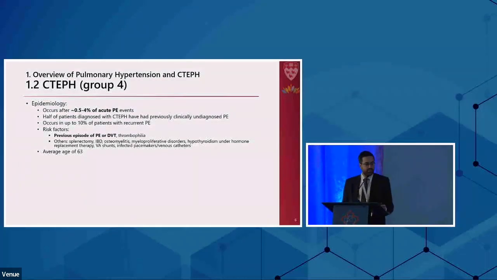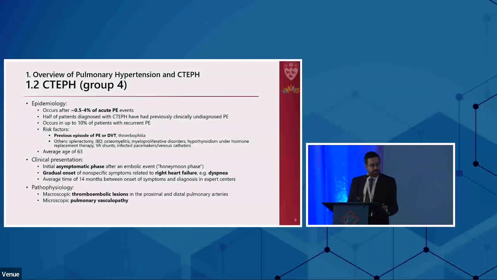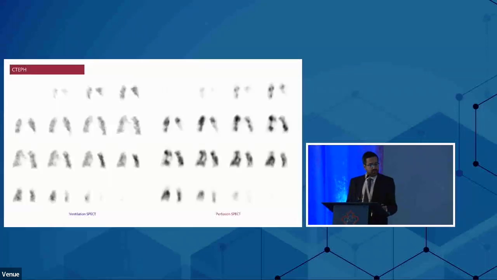So it occurs after about 0.5 to 4% of acute PE events. Many patients don't even have a history of PE when they are diagnosed with CTEPH, and there's a much higher risk in patients who've had recurrent PE to develop CTEPH. I'll skip the clinical presentation. So the VQ scan shows quite an evident pattern of planar high probability, or on SPECT, multiple perfusion defects. It's usually a straightforward VQ image of large clot burden.